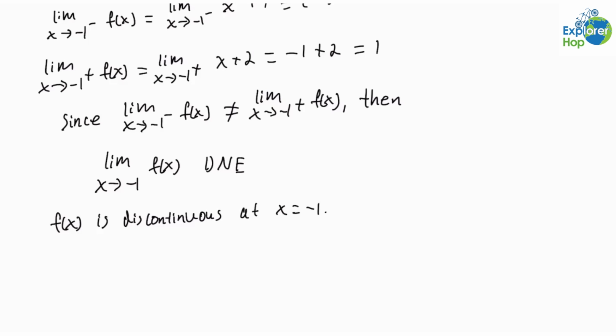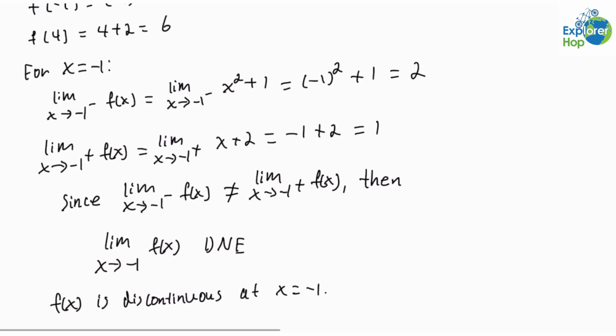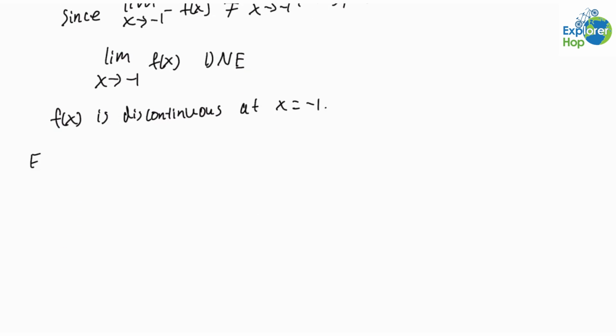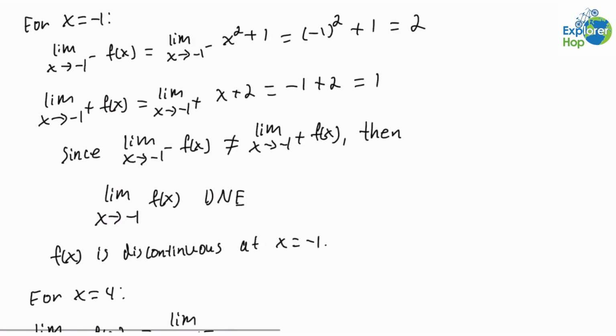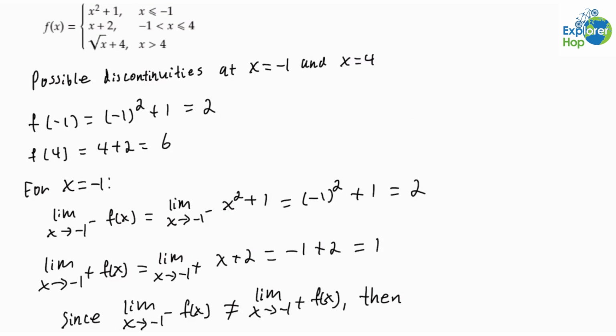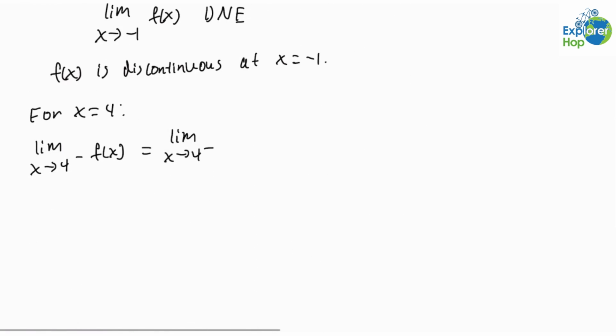And for x equals 4, the limit as x approaches 4 from the left in the function f of x is equal to the limit as x approaches 4 from the left in x plus 2, which is equal to 4 plus 2, which is equal to 6.